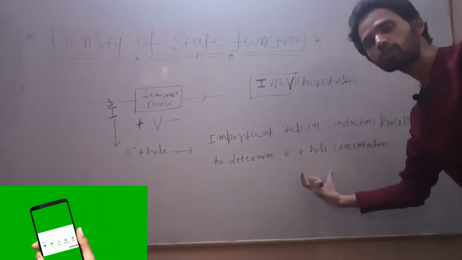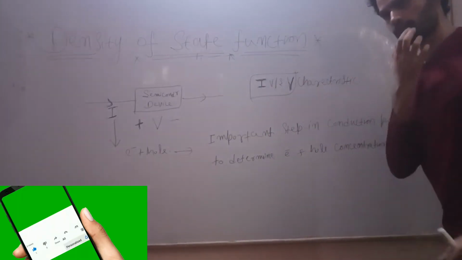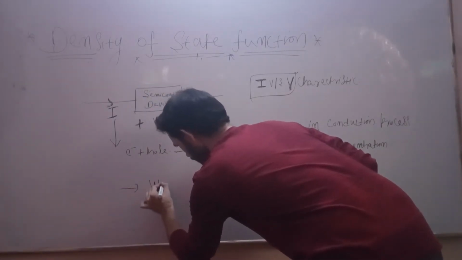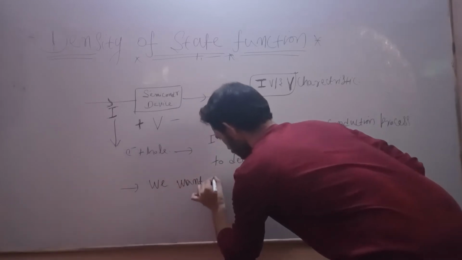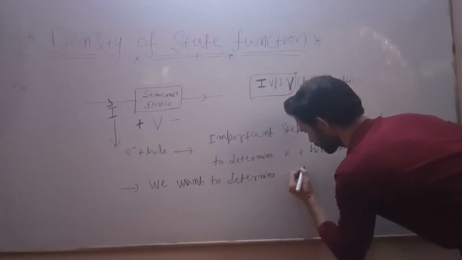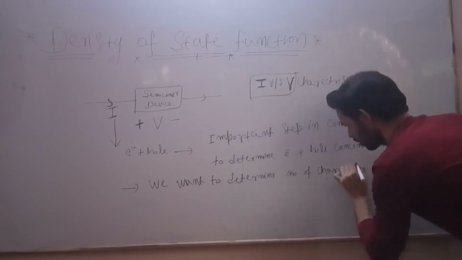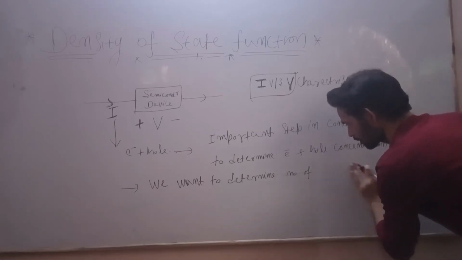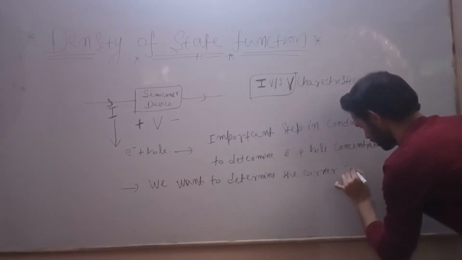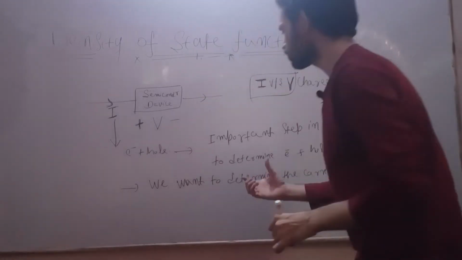What are those electrons and holes? These are themselves charge carriers. So the combination of these is nothing but the charge carriers. Therefore we want to determine the number of charge carriers, or you can say the carrier concentration. Yes, we want to determine the carrier concentration which contributes in the conduction process.